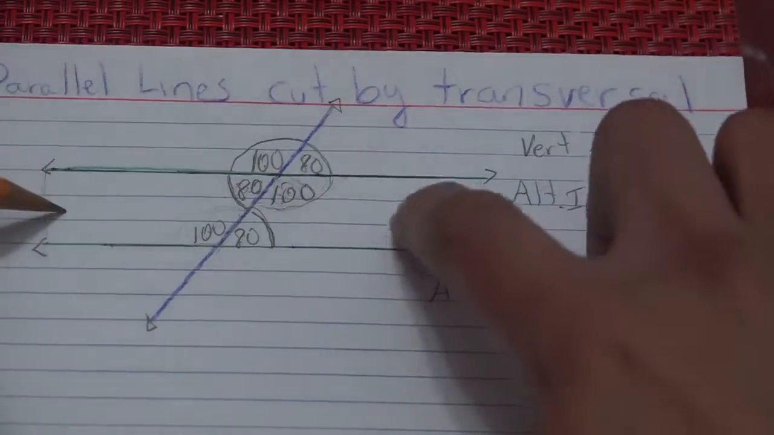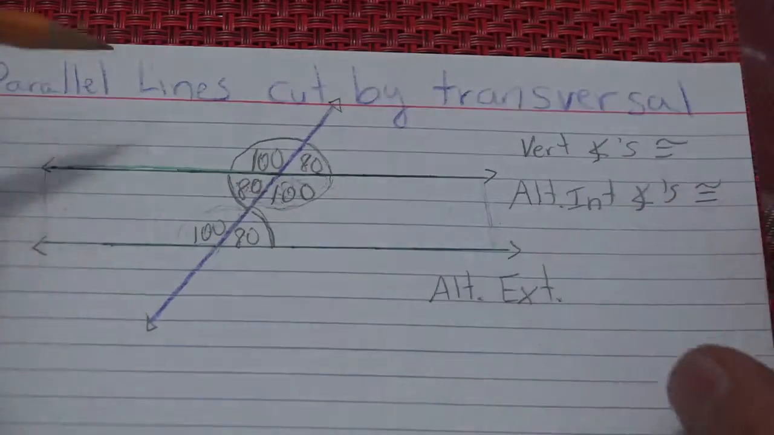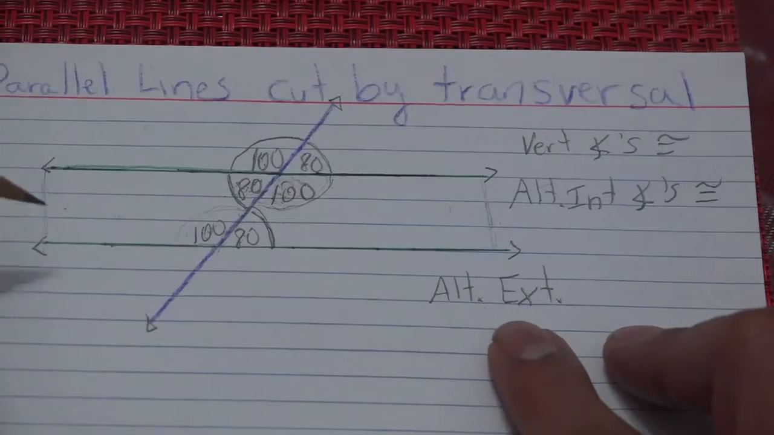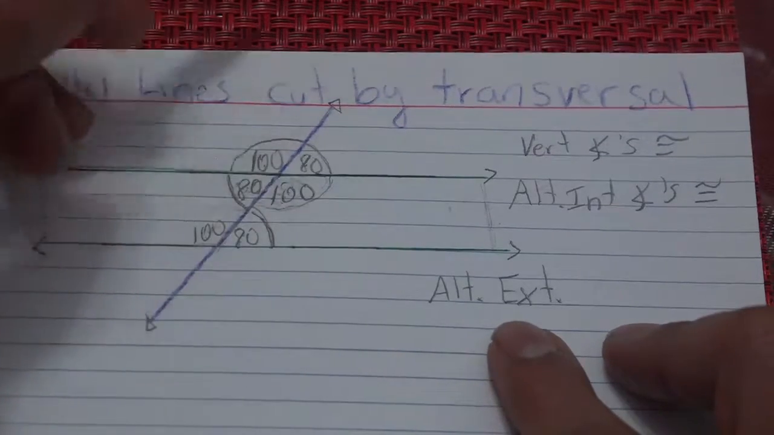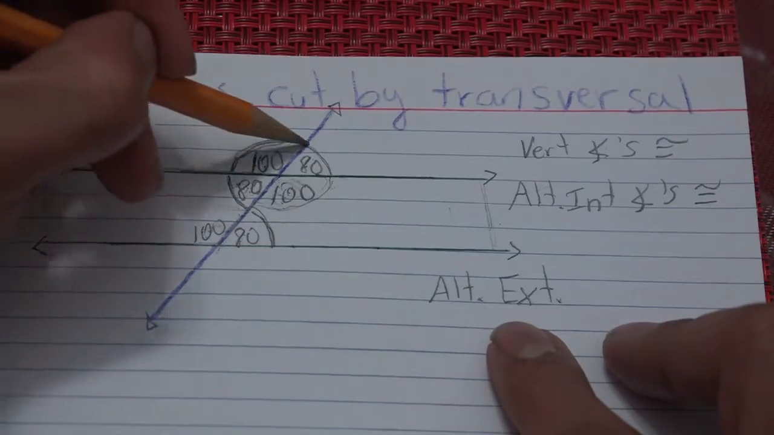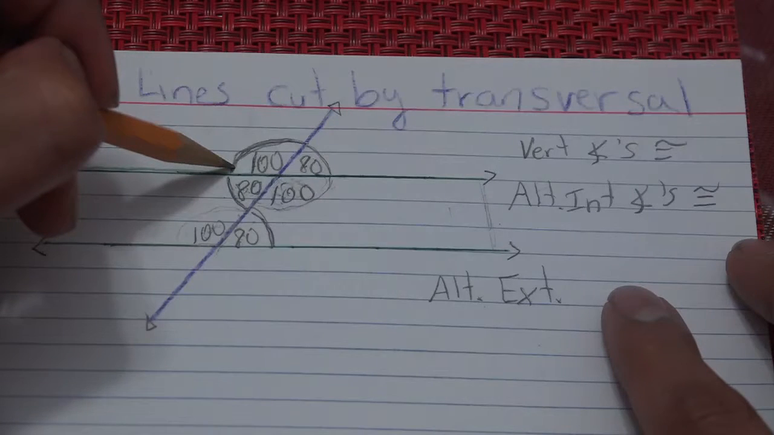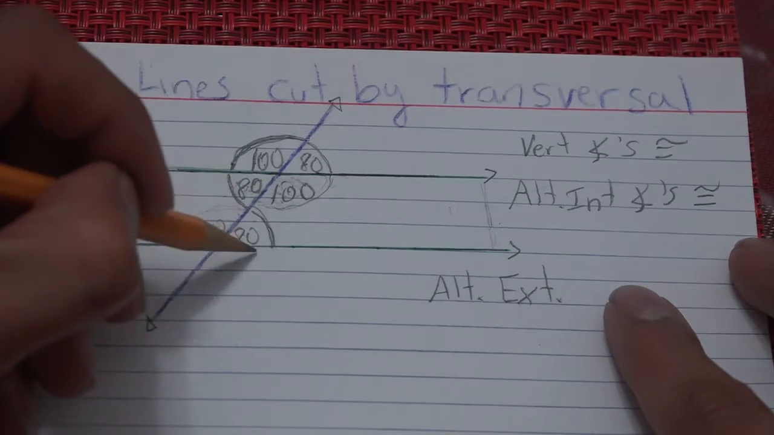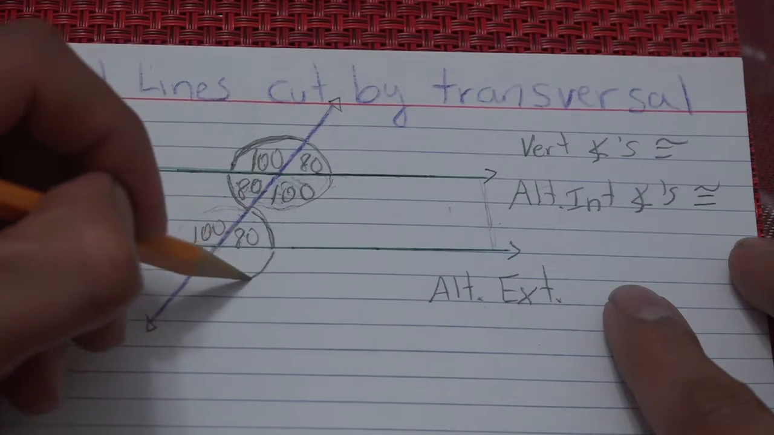Exterior means not in the interior, guys. So it means out here and out here. So alternate exterior. Let's take one of the exterior angles. Let's take this 100. So this 100 is right here on the upper left. So that means that the alternate exterior should be at the bottom right. So this is right here.